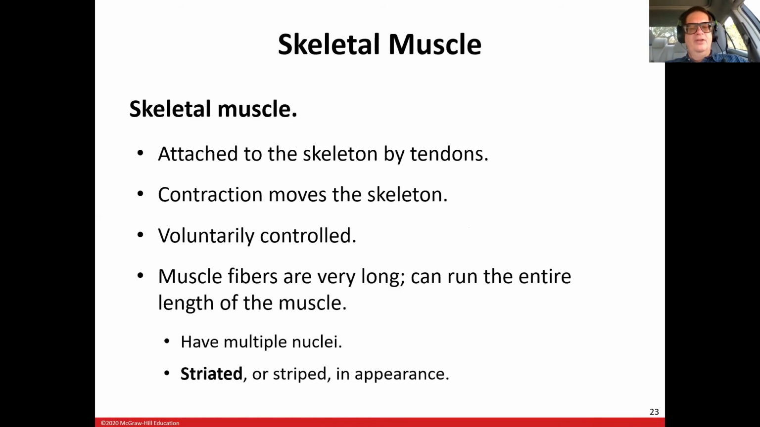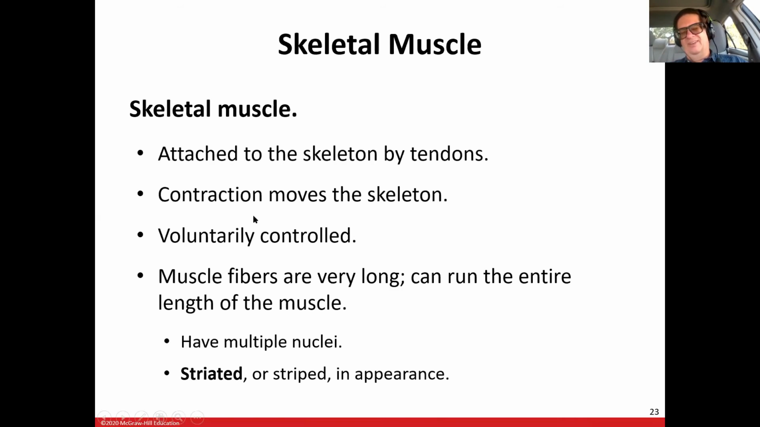Okay, when we have contraction of skeletal muscle, it moves the skeleton. Almost all skeletal muscle is attached to the skeleton. A lot of people would say all, but the fact of the matter is you have a tongue. The tongue is also skeletal muscle.